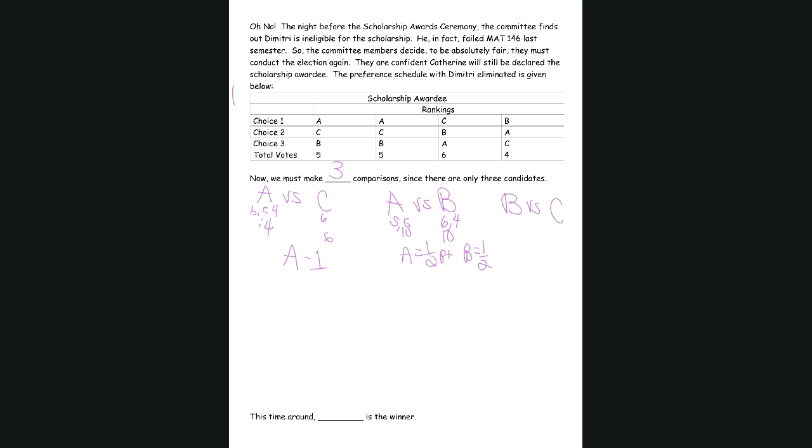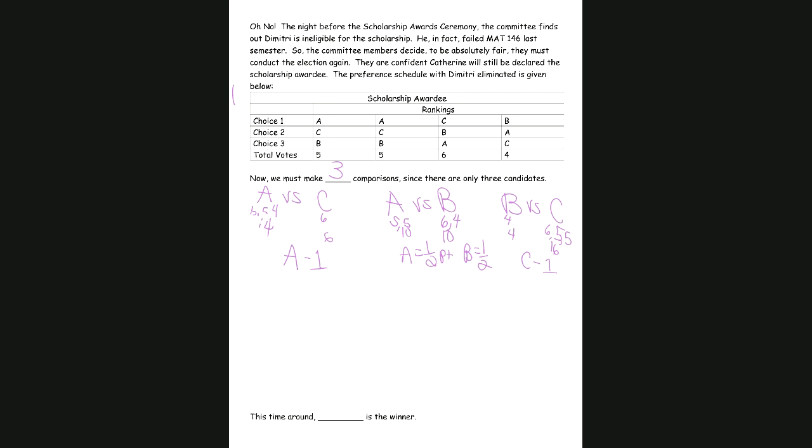And now Boris and Catherine. Catherine's above Boris here, so she gets that 5. Catherine's above Boris here, so she also gets another 5. Catherine above Boris there, so she gets 6. Boris is above Catherine here, so he gets 4. So Catherine has 16. Boris has 4. So Catherine gets the point. So look what happens when we tally these points.